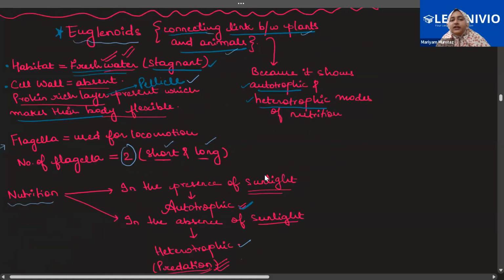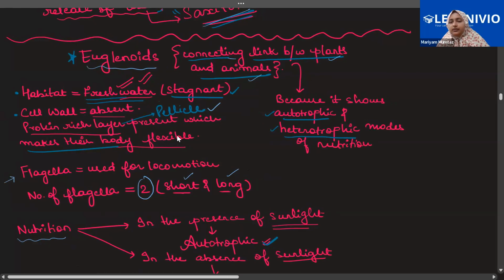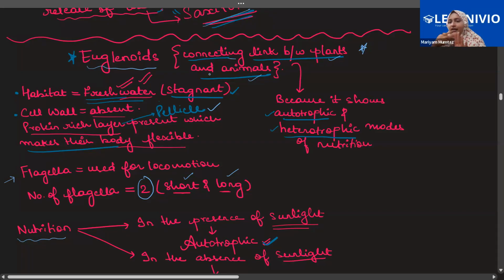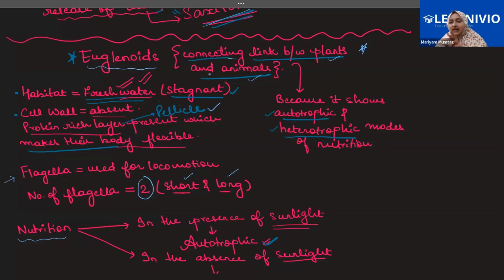Now talking about euglenoids. These are the ones that are freshwater. They do not live in marine water; they cannot live in the salt area. Again, a very important point about them is that they are the connecting link between plants and animals, because they show autotrophic and heterotrophic modes of nutrition. One organism can show 2 modes of nutrition. Autotrophic is for plants, heterotrophic is for animals. It shows both, so that is why people consider euglenoids the connecting link between plants and animals.